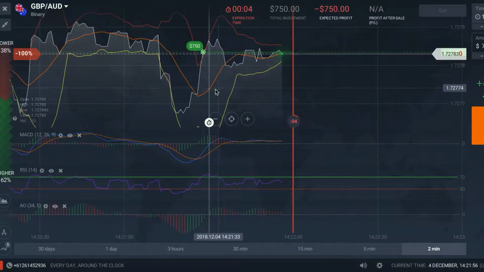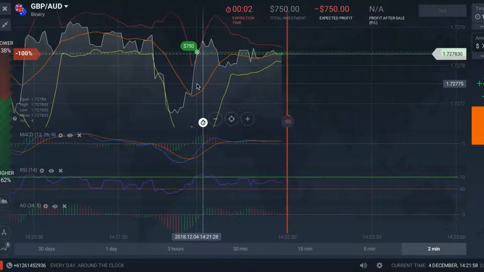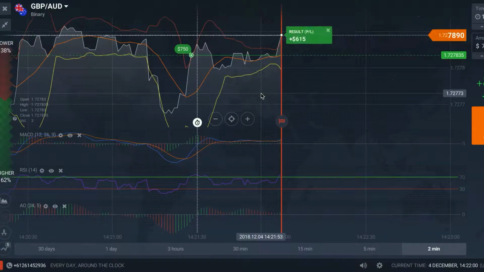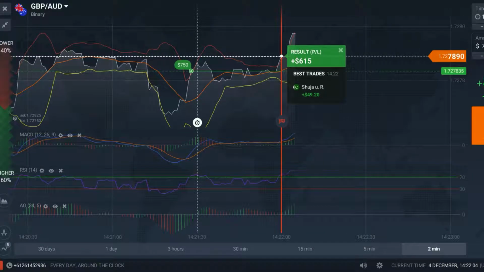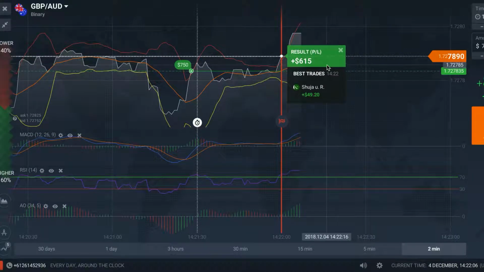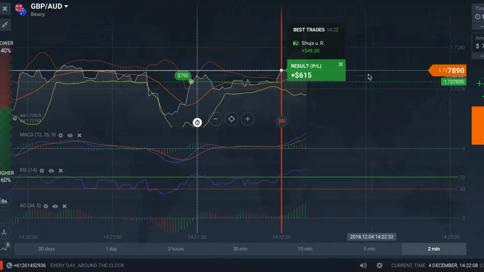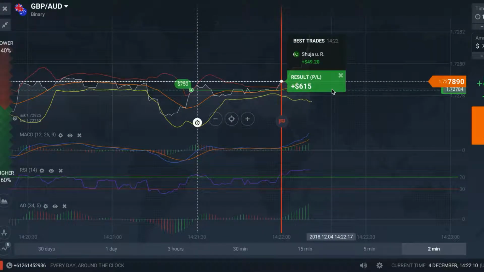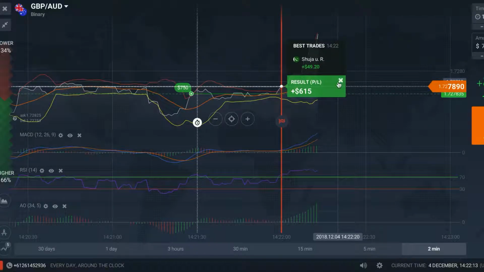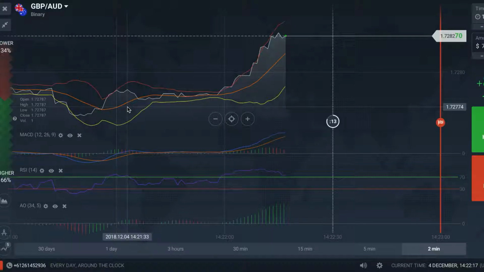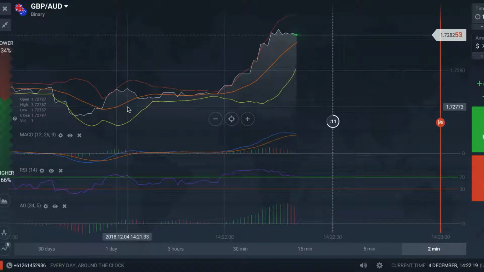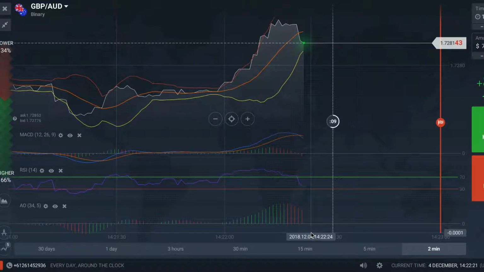A tad bit risky, a little bit slow in clicking the up button here. But all right, still in the money. We made about 82% out of our initial investment of $750, so a total profit of $615 within a couple of minutes. As I said, I clicked that it's going to end up higher, just a tad bit slow. So a little bit risky there, but we ended up okay.